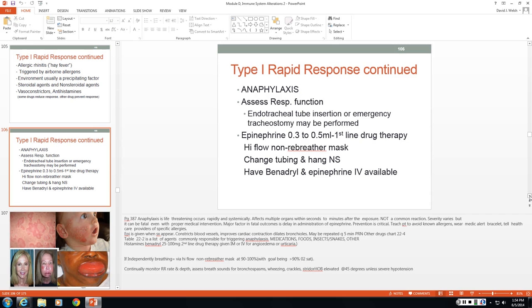There are other drugs that can also be given. They're listed on table 22.4. Table 22.2 is also a list of agents commonly responsible for triggering anaphylaxis. These are usually medications, foods, insects, snakes, other things. Histamines such as Benadryl, 25 to 100 milligrams, is a second-line drug therapy given, and it's usually IM or IV for angioedema or urticaria.